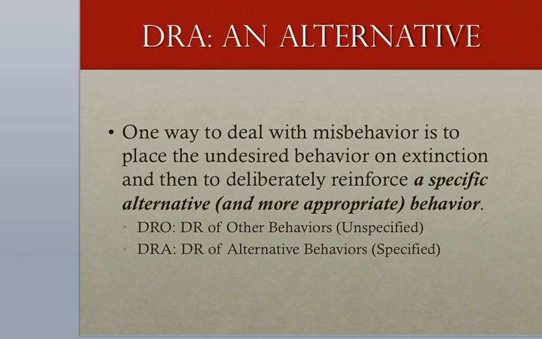One way to deal with misbehavior is to place the undesired behavior on extinction, just like with the DRO. But with the DRA, we then deliberately reinforce a specific alternative and more appropriate behavior. So here we have the DRO, where the other behaviors are not specified, and the DRA, where the alternative behaviors are specified by the person delivering the reinforcement.